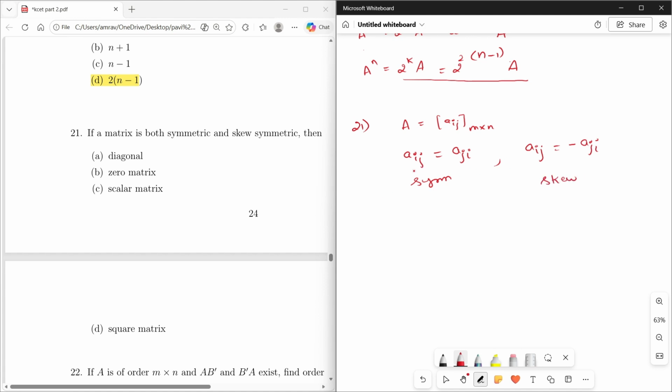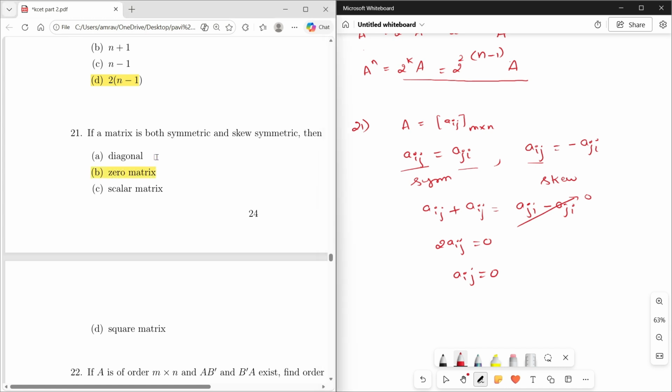Remember these two conditions. So now adding equation 1 and 2, in the left hand side, when I add these two, I get Aij plus Aij is equal to, adding these two, Aji minus Aji. So now this gets 0, and in the left hand side you get 2Aij is equal to 0. So Aij is equal to 0. So what is the meaning of this? The matrix A which we have taken is a 0 matrix. So look into the option here, diagonal, 0, scalar, square. So it is a 0 matrix.